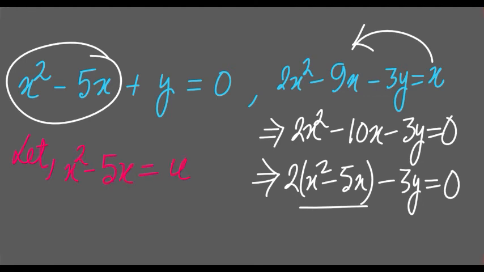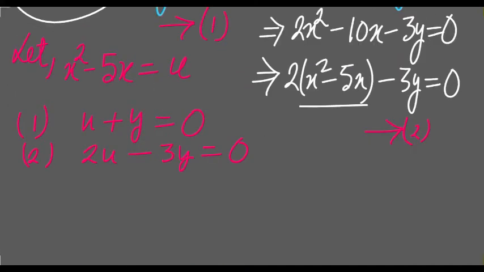Then we can write this first equation, equation 1, in place of x square minus 5x we are writing u. So u plus y is equal to 0, and from the second equation we can write that twice u minus 3y is equal to 0. Now this is the linear equation which is quite easy to solve, where the variables are u and y. So how do we solve these two?